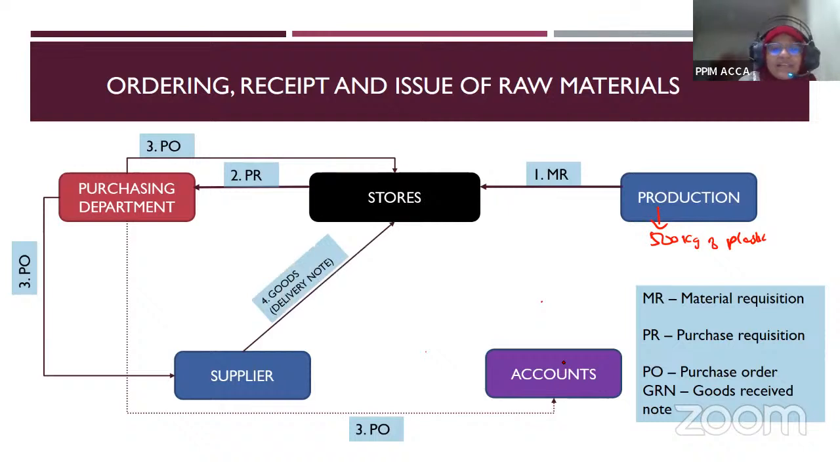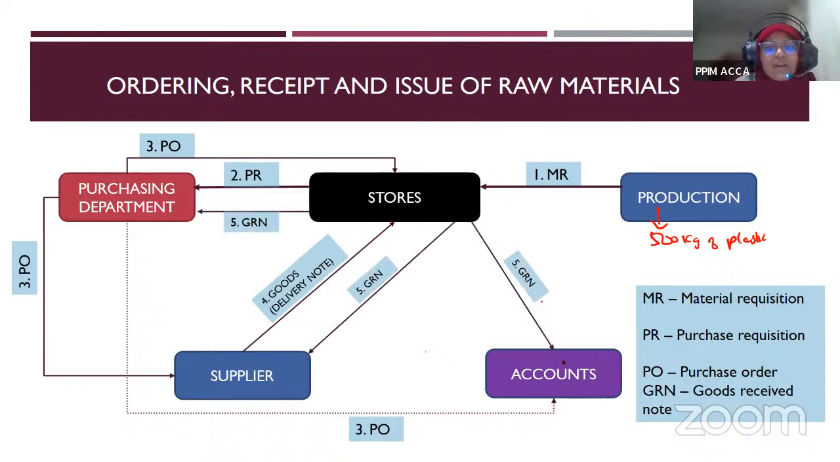Then what happens? The supplier sends the 500 kilos with a delivery note to the stores. And the stores, they will check it. They will check if the 500 kilos is there, if there are any damages, have they sent less than what we ordered, did they send more? Okay, so whatever they have actually received, they will send back a goods received note to the supplier.